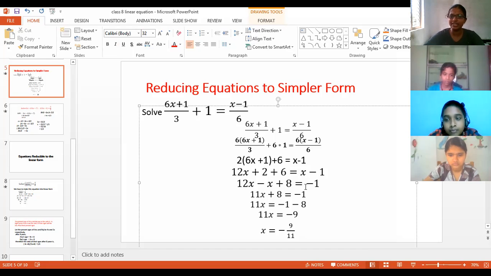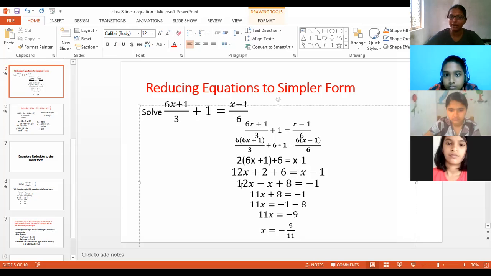Here is a 12x, and there is an x in our RHS. I am moving this x to our LHS. Then it becomes 12x minus x, and here is a plus 8. So LHS becomes 12x minus x plus 8, which is equal to minus 1 remaining. Here, 12x minus x is 11x. That is 11x plus 8 equal to minus 1.